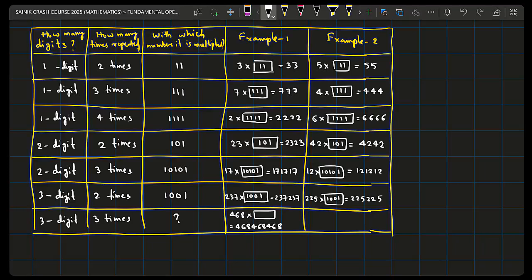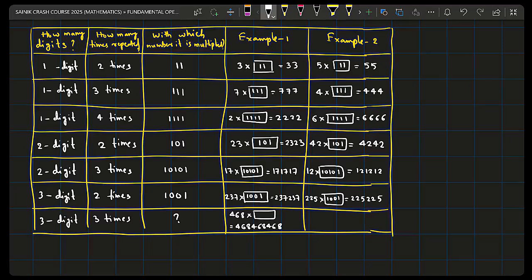Srivatsa, can you give the answer? Srivatsa, speak loudly. Yes, you're audible. Tell me the answer. 1001. Wrong answer. If you multiply by 1001, it will be repeated two times only. I want to repeat it three times. Sir, 10001. Wrong answer. Try again.